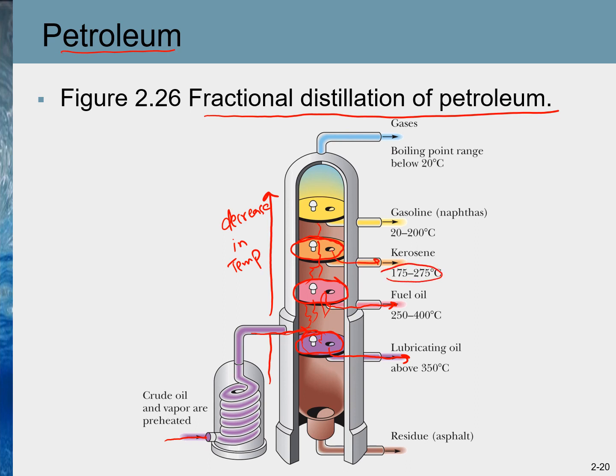And then further up, temperature cools down more, and then more fractions are collected, and the fractions which are collected here are naphthas, which is gasoline. And the remaining vapors which do not liquefy or do not get distillate, they remain as gases, so they are collected from the top. So these are the gases such as methane, butane, or ethane.